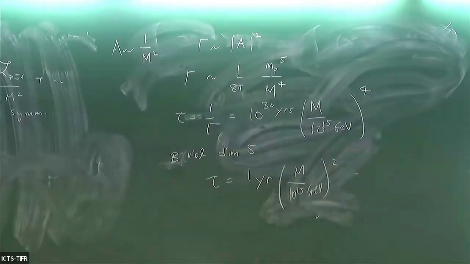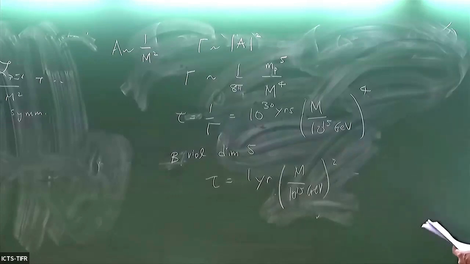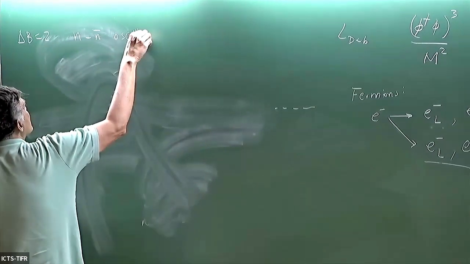So in some models, you don't get baryon number violation, but you get delta B equals 2, baryon number violated by 2 units, as in N-Nbar, neutron anti-neutron oscillations.